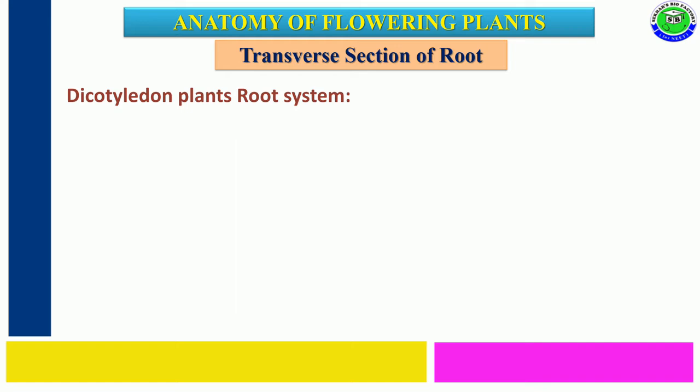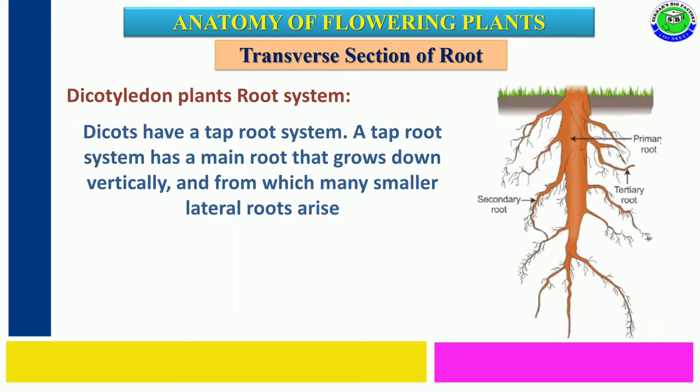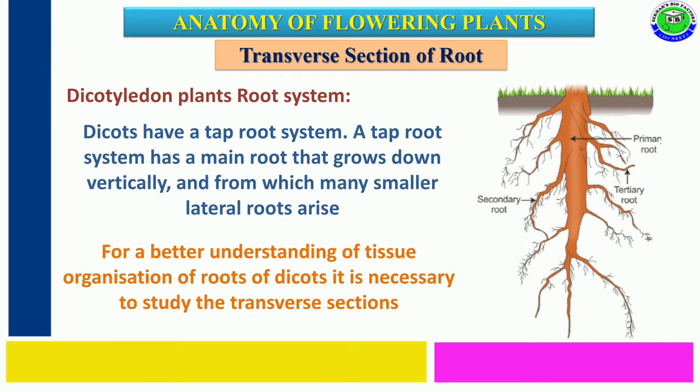In dicotyledon plants, it consists of a taproot system. Here, the dicotyledon plant has a taproot system with a long main root that grows vertically towards the downside of the soil. From this main root, many lateral roots are developed in the form of branches, and these are called secondary roots and tertiary roots.